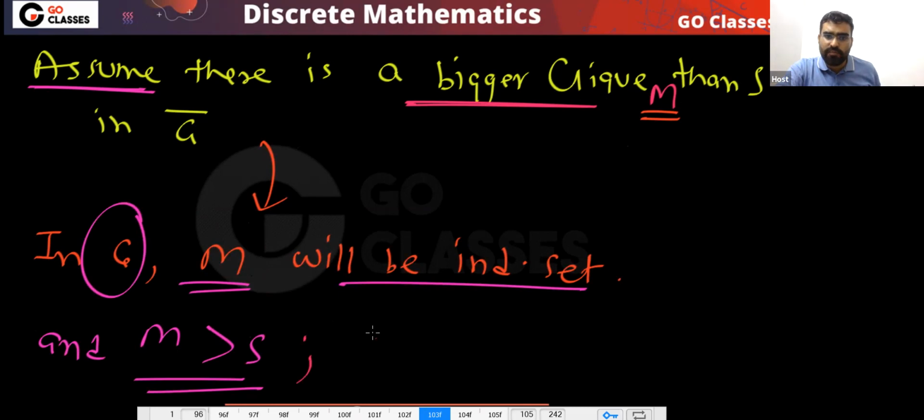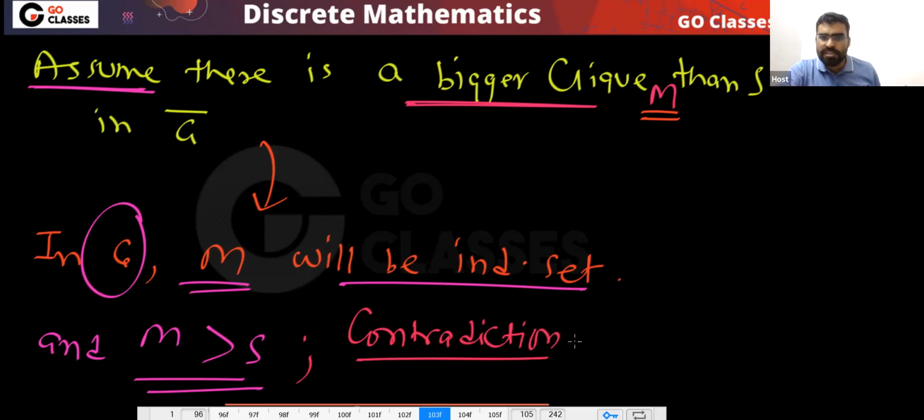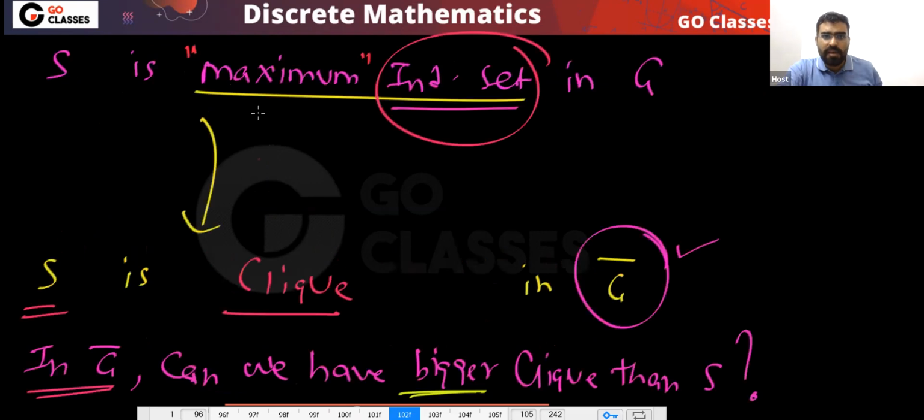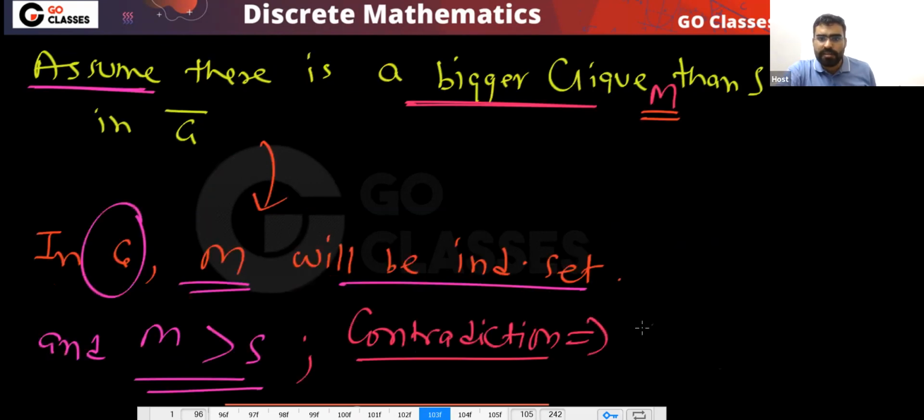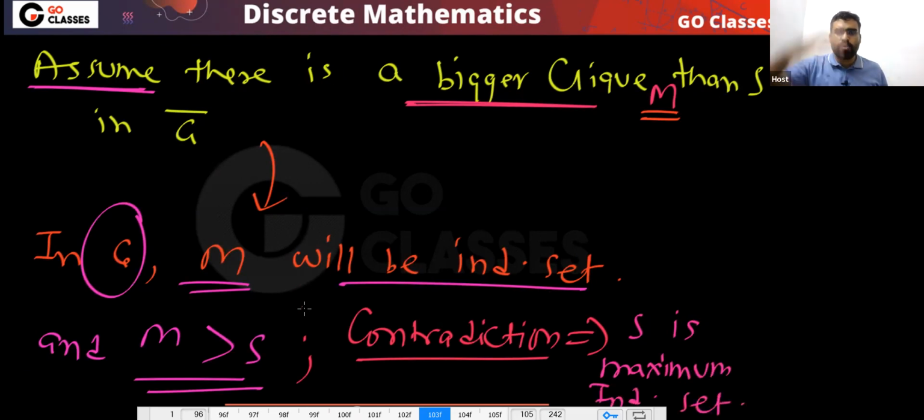So there is a contradiction. What is the contradiction? The contradiction is that we are assuming S is the maximum independent set. So this is the proof by contradiction. Is this clear? Very simple.